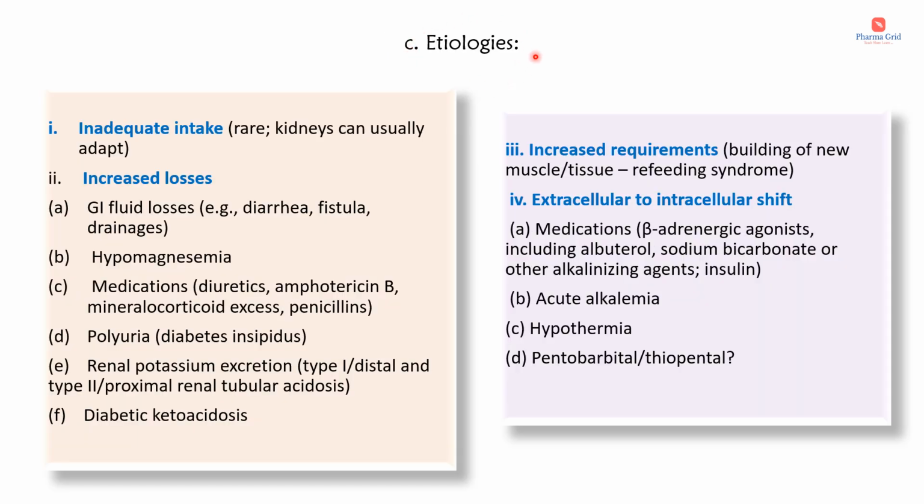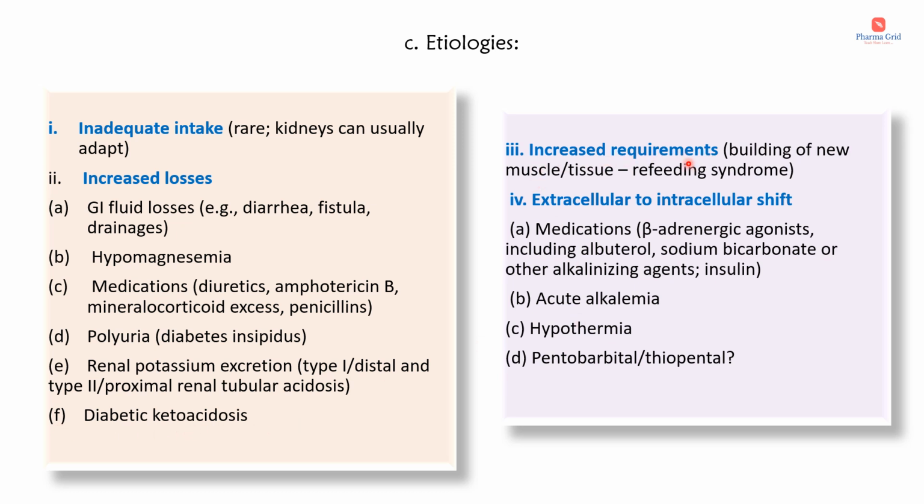Now let's see the etiologies associated with hypokalemia. Inadequate intake is usually rare, as kidneys can usually adapt. Then increased losses, mainly through GI fluid losses, for example diarrhea, fistula drainages. Then hypomagnesemia, medications such as diuretics, amphotericin B, mineralocorticoid excess, penicillins. Then polyuria in case of diabetes insipidus. Then renal potassium excretion in case of distal and proximal renal tubular acidosis. Then diabetic ketoacidosis.